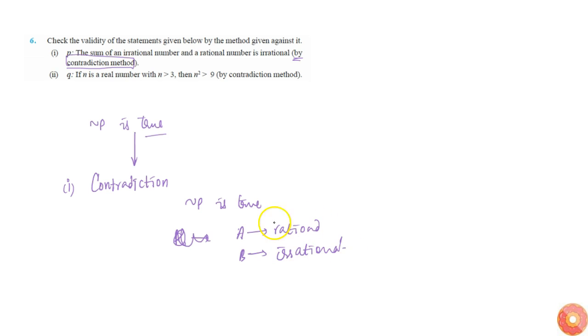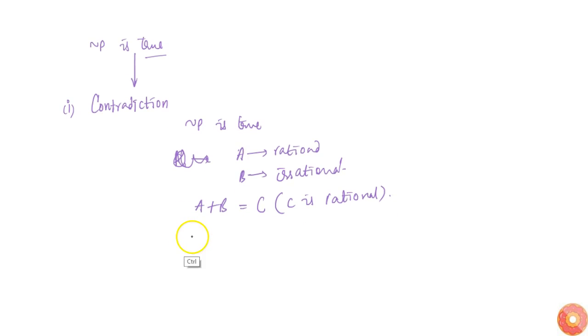So assuming negation P is true, that means A plus B is equal to something C, and C is rational here. This is what I assume to be true. Now from this I get A plus B is equal to C, so B is equal to C minus A. We know that the difference between two rational numbers is rational. This is rational, but B is irrational. An irrational can't be equal to a rational number, so that means this is false.